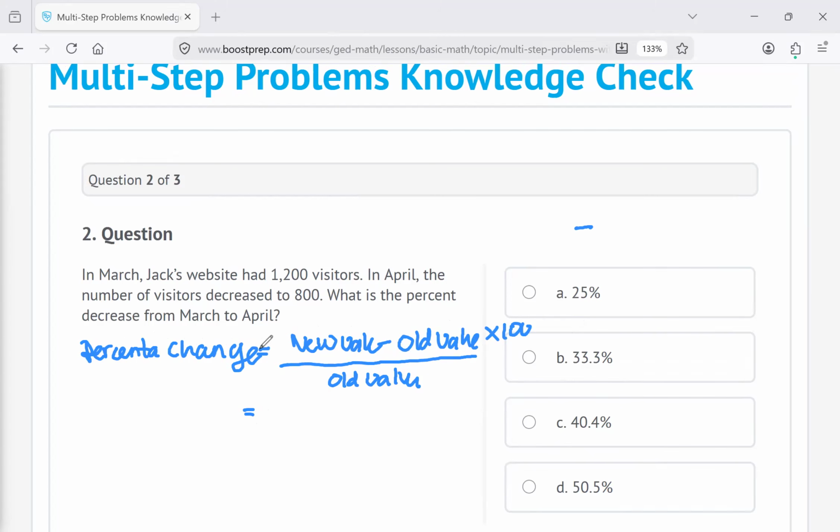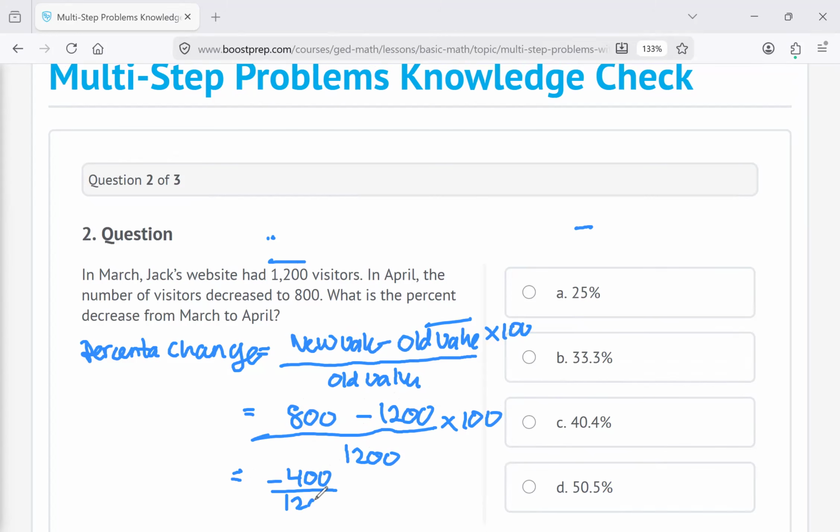So what is our new value? It is not 1,200. That's our old value. We originally had 1,200. Our new value is 800 minus our old value, which was the first one we started with, 1,200, over old value, just 1,200, and then times it by 100, right? So what is 800 minus 1,200 over 1,200? Well, 800 minus 1,200 is negative 400 over 1,200, and then times it by 100.